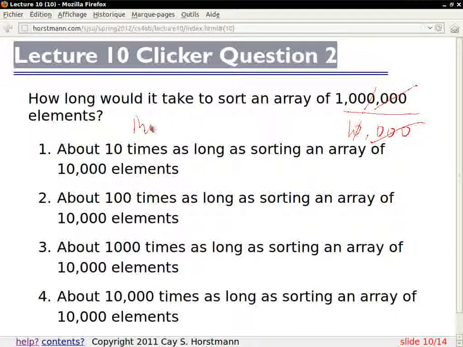So the input size goes up by 100. And then the time goes up by 100 squared, which is what? That's 10,000, right? So I remember that to sort 10,000 elements was about a second. Let's say it's a second. So that means to sort a million is 10,000 seconds. Well, how much is 10,000 seconds?